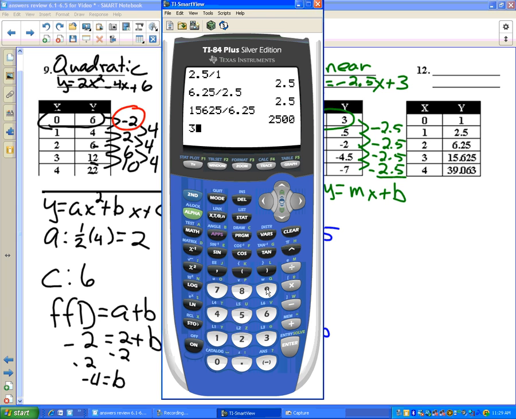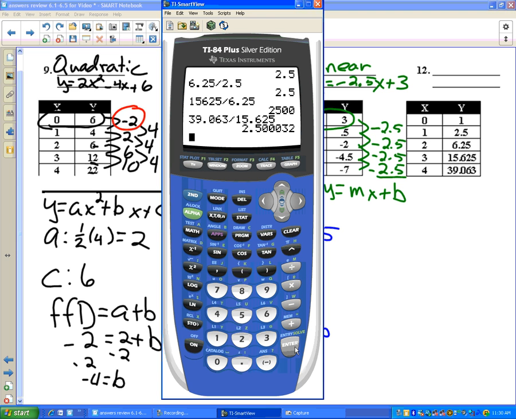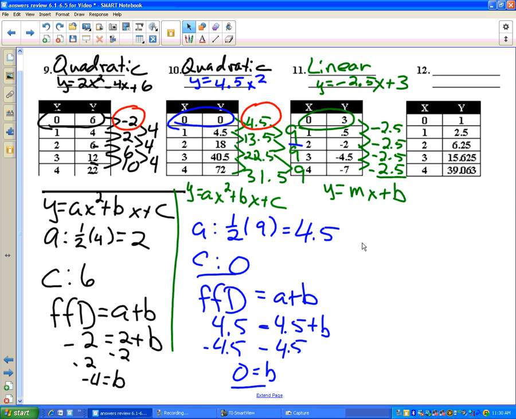Take 39.063 and divide by 15.625. Again, I forgot my decimal, and again, I get 2.5. Even though there's a little mistake right here, my successive quotients are all 2.5 all the way down. So this tells me it's exponential.